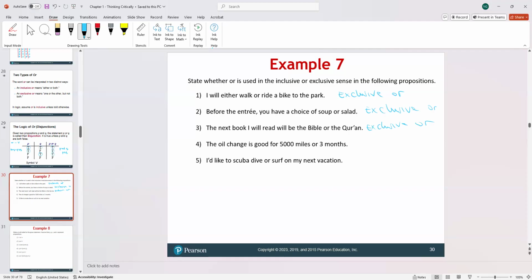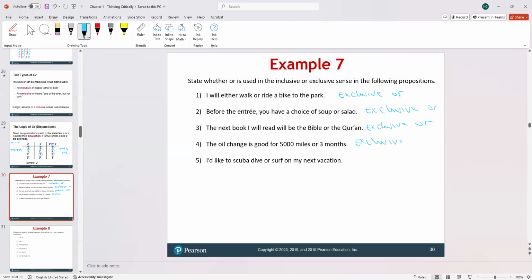So the oil, we're gonna go with the oil, of course. The oil change is good for 5,000 miles or 3 months. That's how they do it. So oil changes are good for either 3 months or 5,000 miles, whichever comes first. So this is the exclusive or again we use here. So if the 5,000 miles come first, you do the oil change, or if the 3 months come first, you do the oil change. Again, that's an exclusive or.